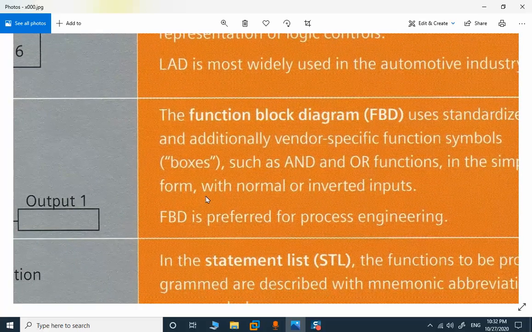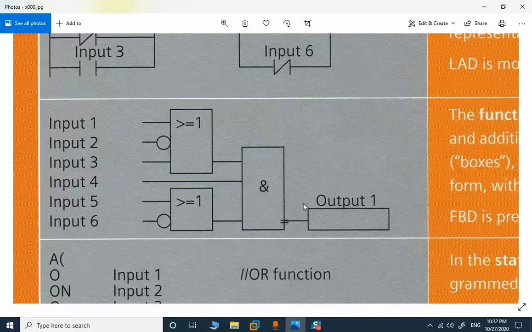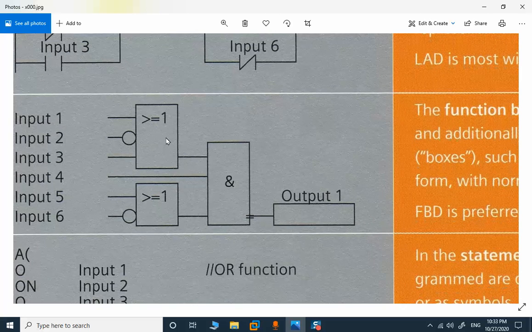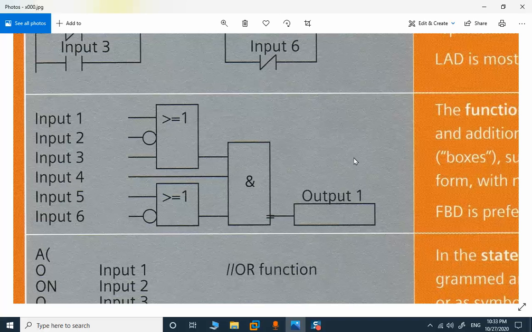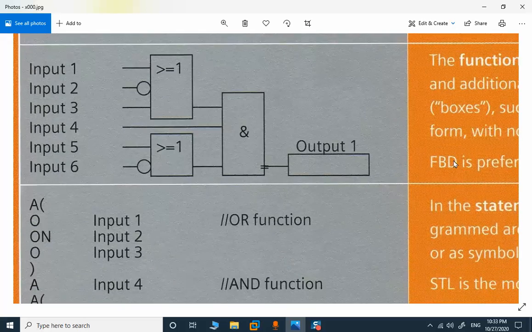The other language is FBD. It's somewhat similar to electronic gates or binary algebra. You just connect the gates together and create the program. It's suitable for people with an electronics background. They can handle this type of programming much more easily.